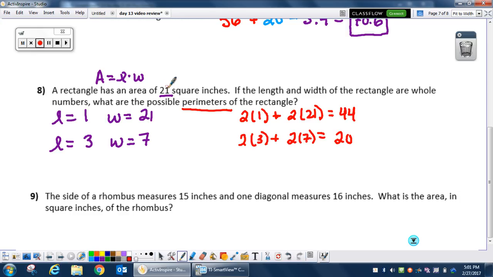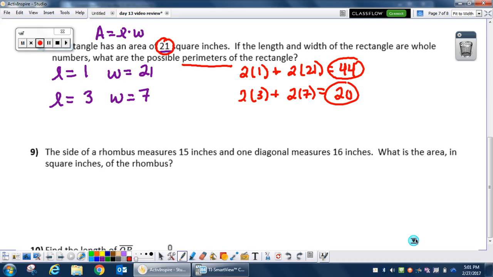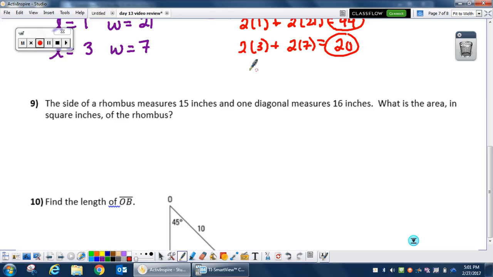The more multiples there are of that number, the more possible perimeters you have. But since 21 only has 1 and 21 and 3 and 7, those are our only possible perimeters. Okay? Alright, number 9 is not a fun one. I'm just letting you know.